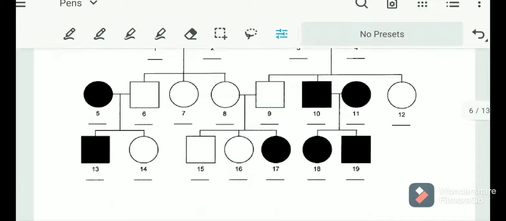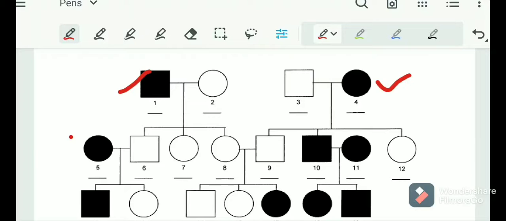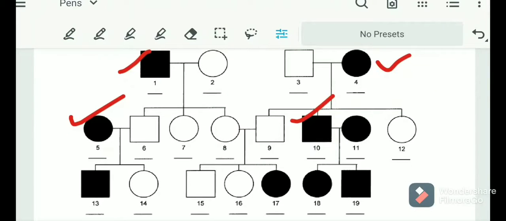Okay, let's see this one. Here male is affected, female is affected, female affected, males affected. So males and females are both affected equally. There is no gender specificity. So what can we conclude from this? That this is autosomal, not an X-linked disorder. This is autosomal. Now let's see whether this is dominant or recessive.